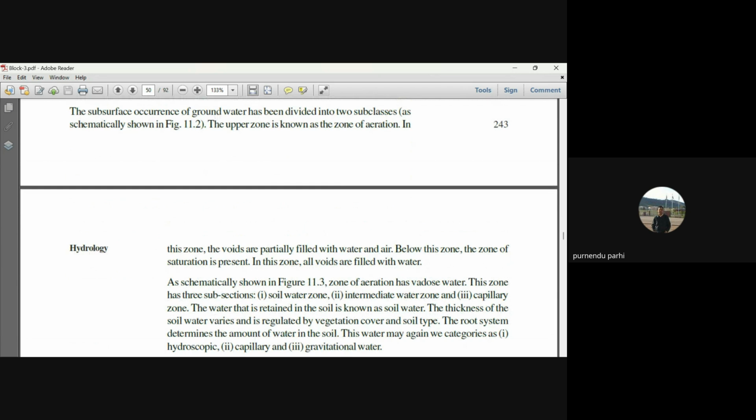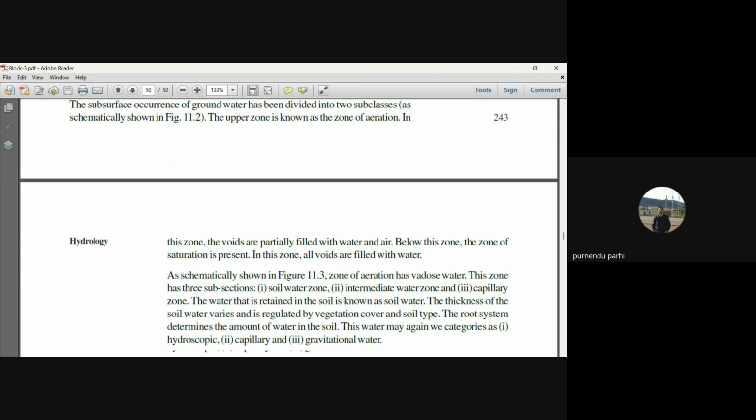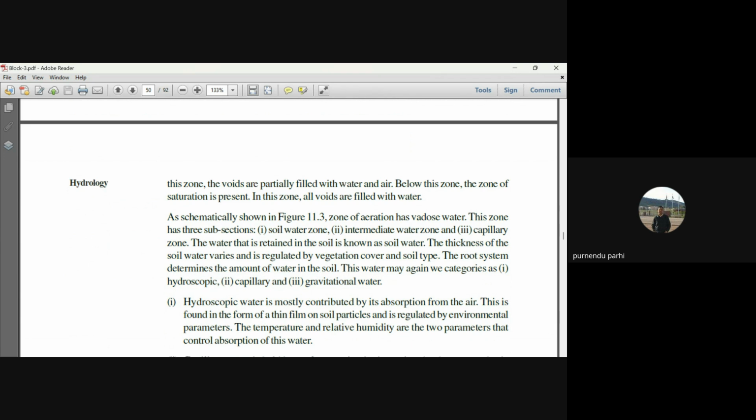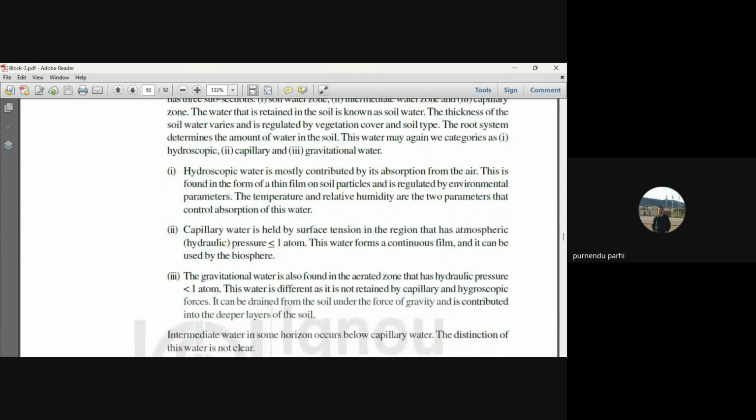The upper zone is known as the zone of aeration. In this zone, voids are partially filled with water and air. Below, the zone of saturation is present. In this zone, all voids are filled with water. This water may be again categorized as hygroscopic, capillary, and gravitational water.